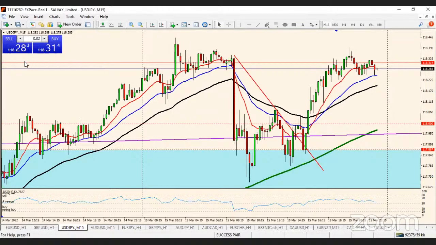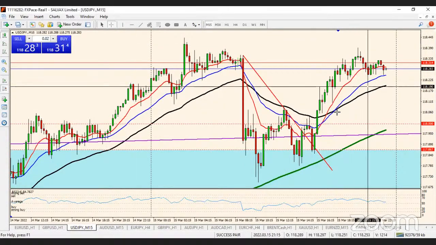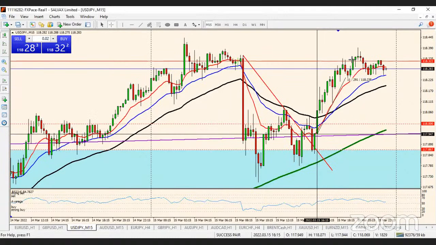This thing is, look at it, if you entered here, you would have taken 30 pips. Very simple. Just using that trend line.